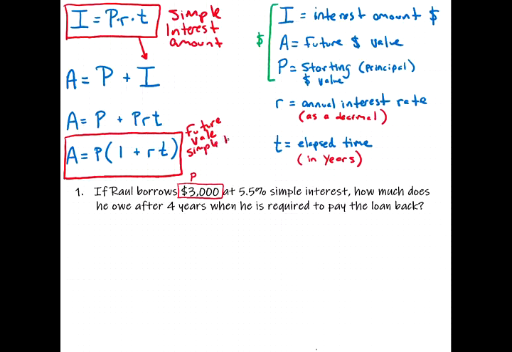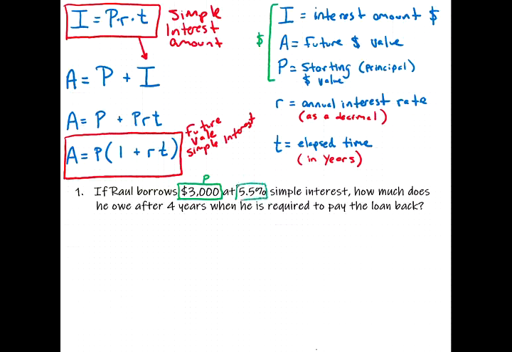And again, we're dealing with simple interest. All right, so we have these two formulas, the dollar amount of the interest and the future value of the interest. Use a different color because there's a lot of red close by. Okay, so Raul borrows $3,000, starting with $3,000. So that's the principal amount at a 5.5% simple interest rate.